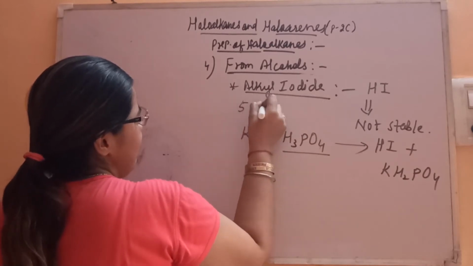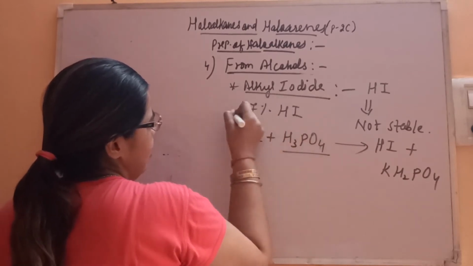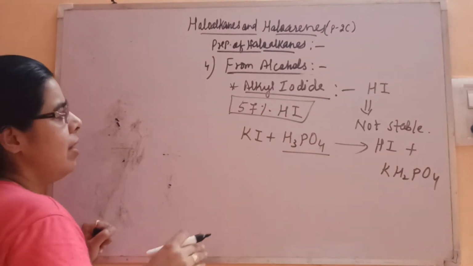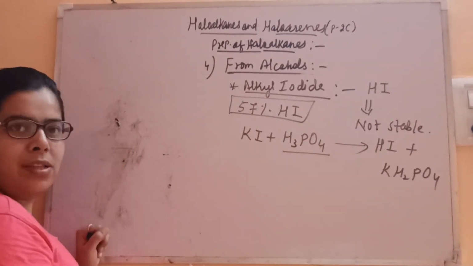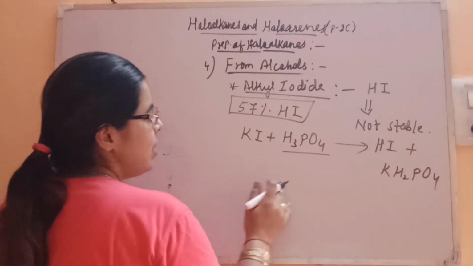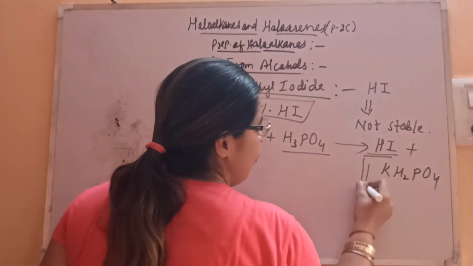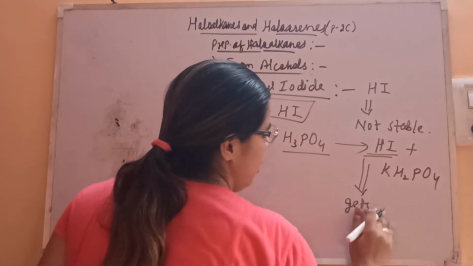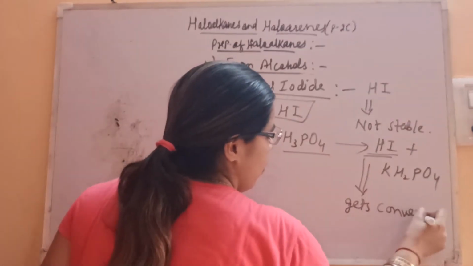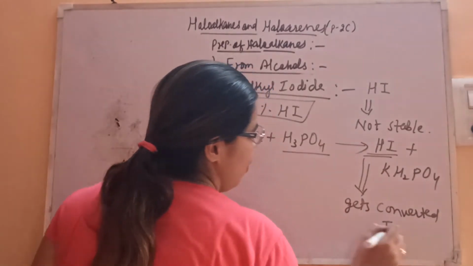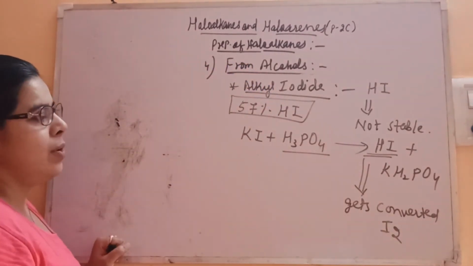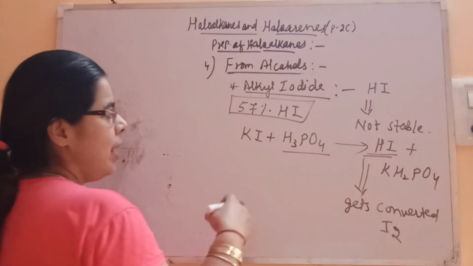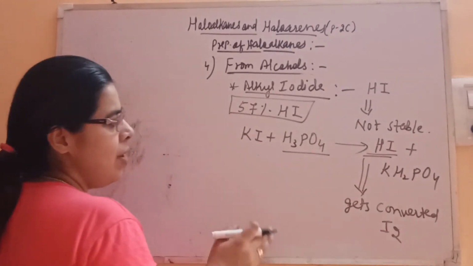around 57% hydroiodic acid. Okay, now the thing is, why are we taking phosphoric acid? Why are we not taking concentrated sulfuric acid? Because here HI, which is getting formed, gets converted to iodine. We have seen in one of the reactions this gets converted to I2 because it's a reducing agent, so the reaction will shift in the forward direction. But here in case of phosphoric acid it will not happen.